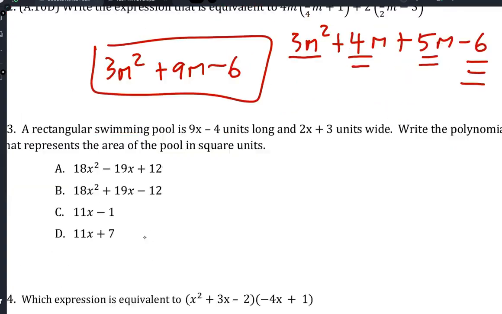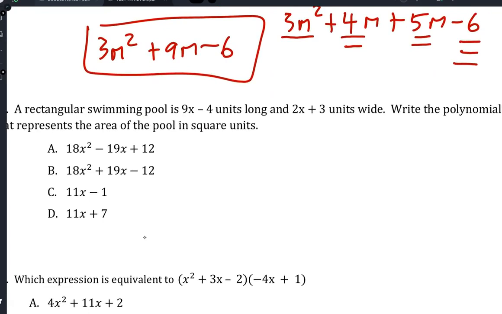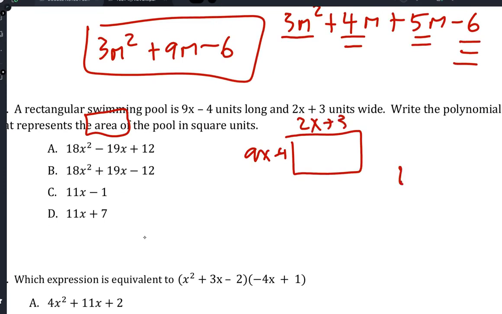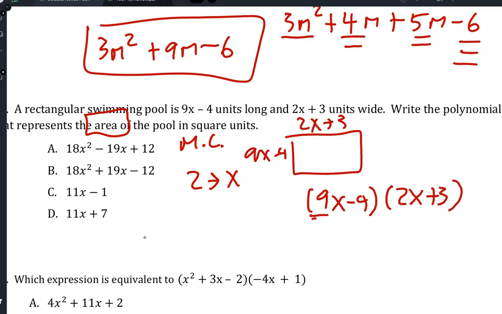Number 13. We want the area of the swimming pool. Draw the picture. It's 9x minus 4 tall and 2x plus 3 wide. So we have to multiply these. Now then, it's multiple choice. So we're going to store 2 as x, okay? And then I'm going to type in 9x minus 4 times 2x plus 3. So we're going to store that.